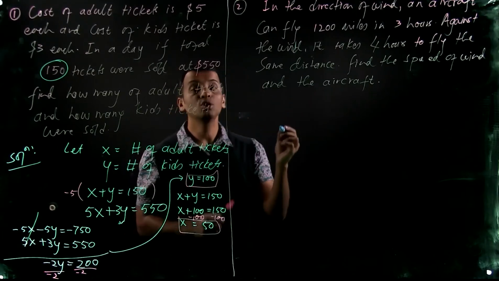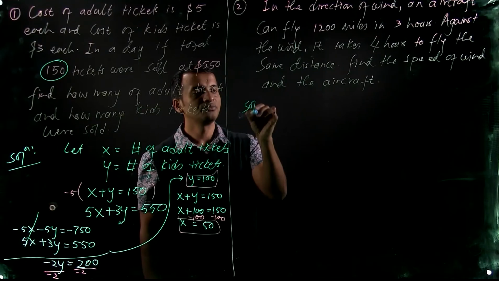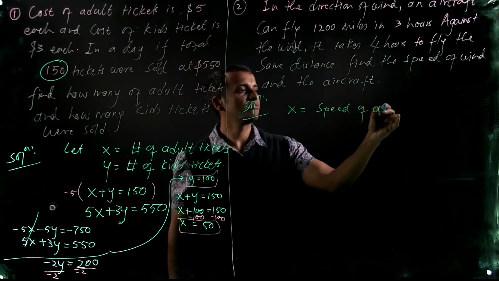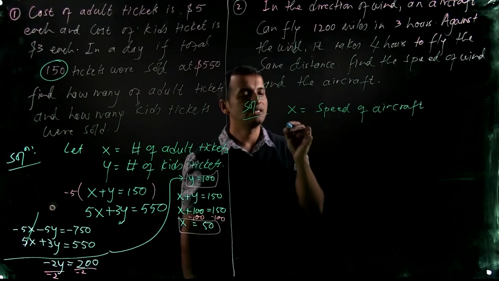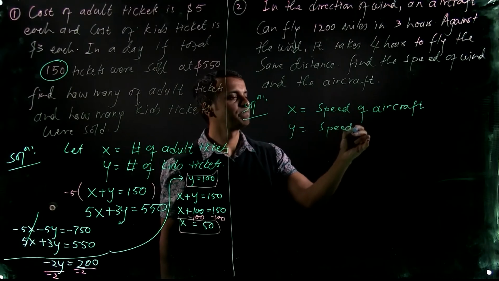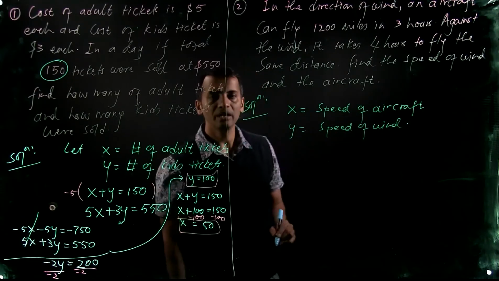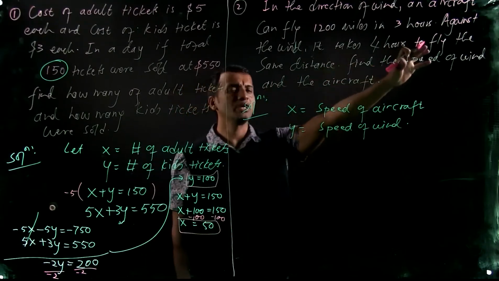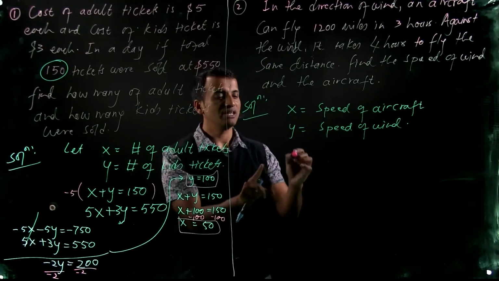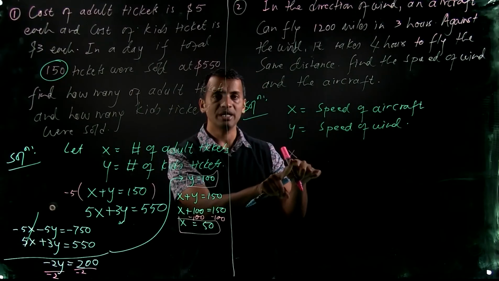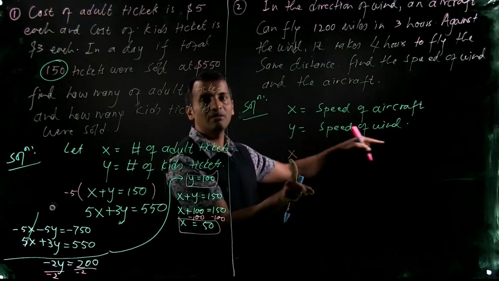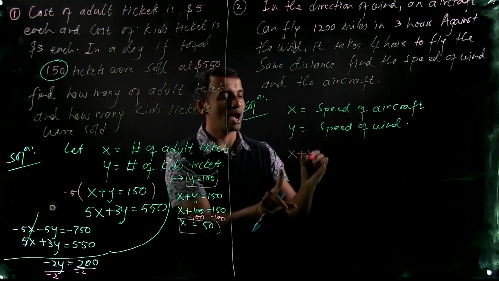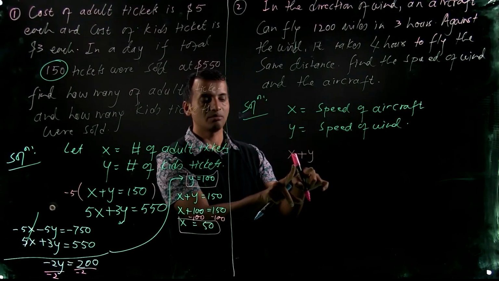Here again, since you need to find two things, the solution is: let x be the speed of the aircraft, and let's say y is the speed of the wind. Okay, now what you do is you make equations from this. In the direction of the wind, what is the net speed of the aircraft? It is the speed of the aircraft, or the speed of the engine, plus the wind is also pushing the aircraft in the direction of the wind. So x plus y is the net speed of the aircraft in the direction of the wind.